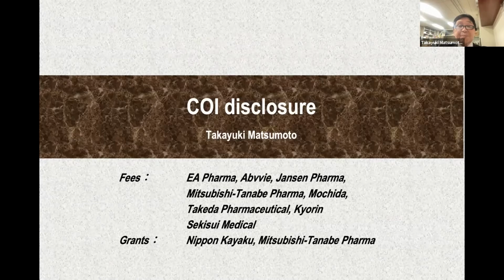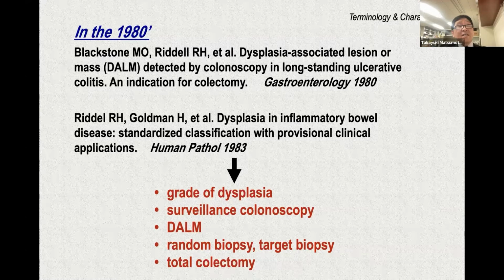In the 1980s, famous and excellent English investigators, such as Professor Blackstone and Professor Riddell, established that patients with ulcerative colitis are at high risk for the development of colorectal cancer. And in that era, the words grade of dysplasia, surveillance colonoscopy, dysplasia-associated lesion or mass, random biopsy versus target biopsy, and total colectomy became major and significant words for the discussion of dysplastic lesions in ulcerative colitis or Crohn's disease.